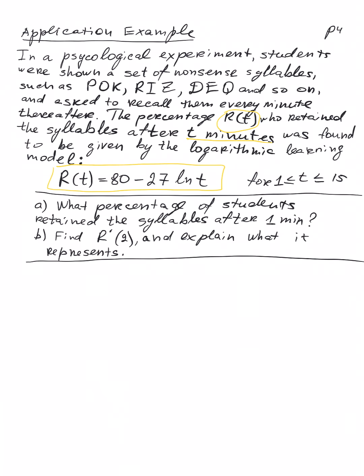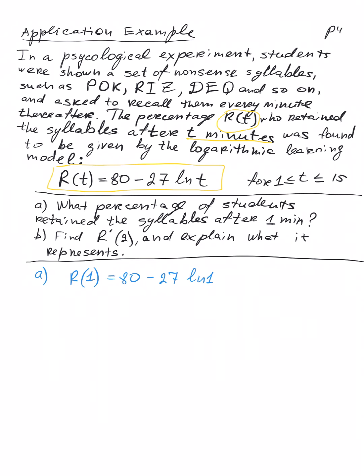So our model is given. T is between 1 and 15. And the following question: what percentage of students retain the syllables after 1 minute? Okay, to solve this, we just take our function and plug in 1. So basically, part A is R evaluated at 1. And that's going to be 80 minus 27 ln of 1. And ln of 1, we know, is 0.